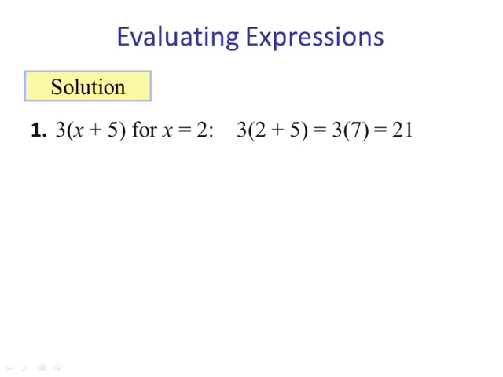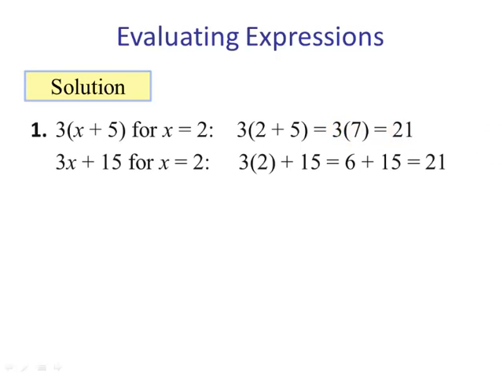So number 1, if we substitute 2 into this expression, we get 3 times the quantity 2 plus 5. We can combine these two and we get 7. 3 times 7 is 21. Other expression, 3 times 2 plus 15, order of operations says we multiply. We get 6 before we add, we get 15. The answer again is 21.